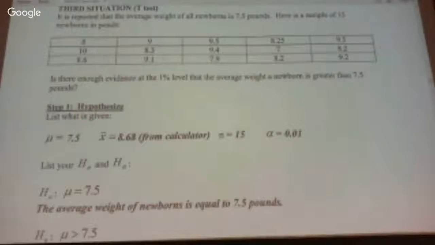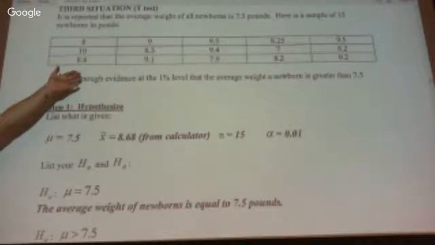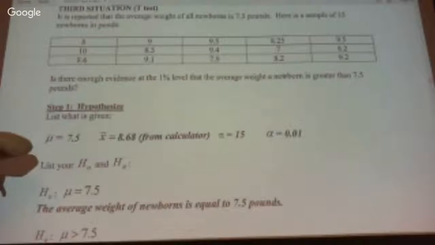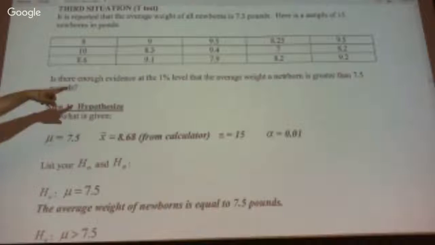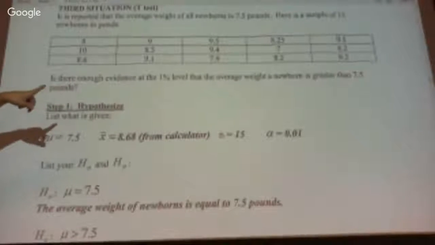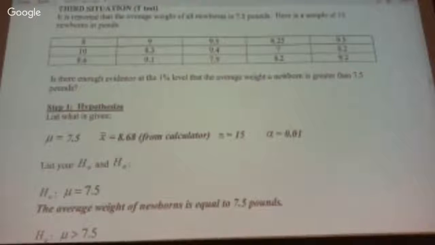Now this one says, it is reported that the average weight of all newborns is 7.5 pounds. Is that a fraction? No. So we're not doing proportions. We're doing numbers now. And do we have one group or two groups? One group, one set of data. Okay, so this is going to be a t-test. We're doing alpha at 1%, and we're trying to find out if the average weight is greater than 7.5.